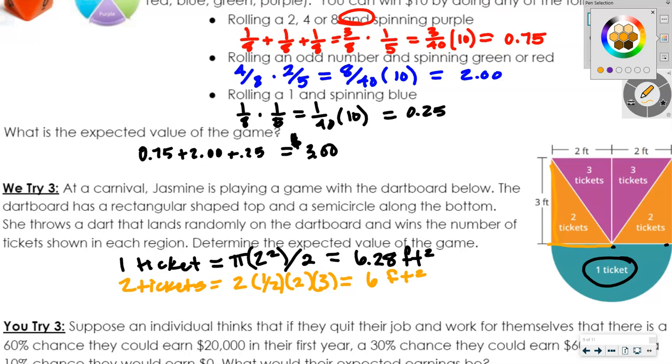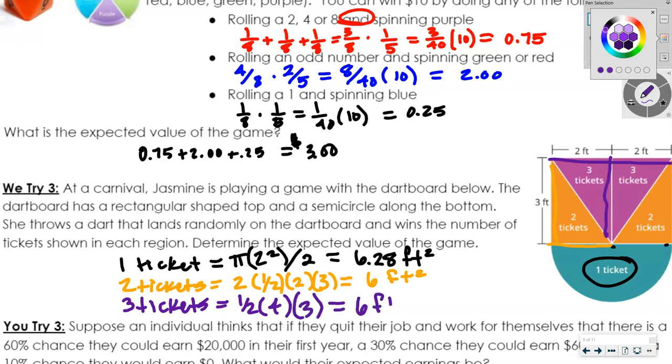And then we got our purple section, okay, ish, and that's 3 tickets, right? So here's our 3 tickets, and that's going to be equal to our triangle is 1/2, our base is up here, that's 4, right? 4 times our height, which is 3, right? 4 times 3, so that's half of 12, so that's also 6 feet squared.